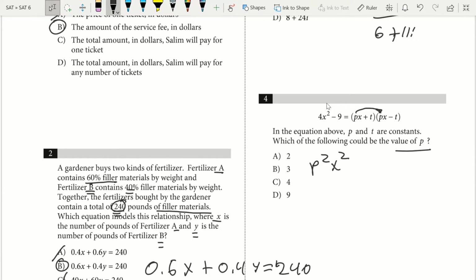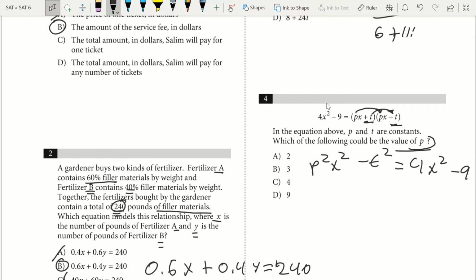What we can see here is we actually have plus T and we have minus T. Well, if we have plus T on the left side and minus T on the right side, our middle term will actually cancel, because we'll have plus T times Px and we'll have minus Px times T, right? So our middle term will just cancel, but we'll still have our T times our negative T, which will get us minus T squared. So we'll have P squared X squared minus T squared, and that will equal our 4X squared minus 9.